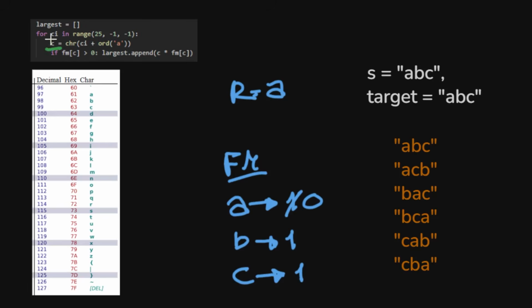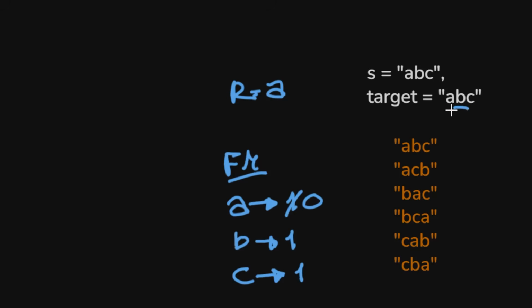This is a standard technique to build characters in Python. So we are building the actual character from this character index, and we check if the frequency of this character is strictly larger than 0. We add to the array the largest character times its frequency. That's exactly what we did seconds ago.